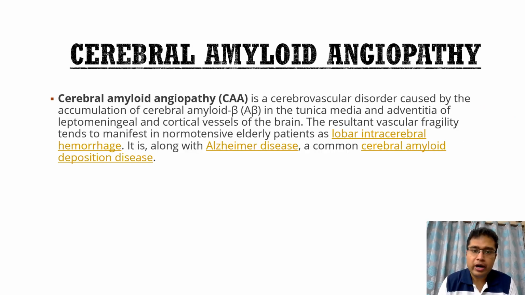What exactly is cerebral amyloid angiopathy? Cerebral amyloid angiopathy is also a cerebrovascular disorder which is caused by accumulation of cerebral amyloid beta in the tunica media and adventitia of the leptomeningeal and the cortical vessels of the brain. The resultant vascular fragility tends to manifest in normotensive elderly patients as lobar intracerebral hemorrhage. It is along with Alzheimer's a common cerebral amyloid deposition disease. So this typically does not have predilection for the basal ganglia or cerebellum. It is seen throughout the bilateral cerebral hemispheres, typically in the corticomedullary junction.